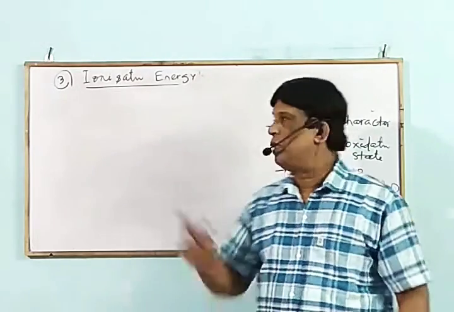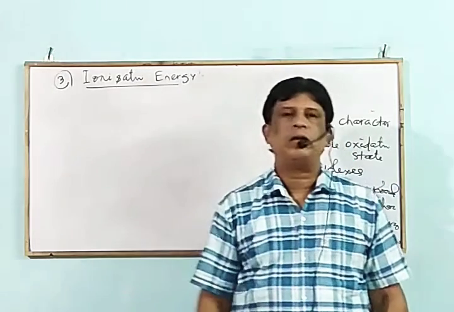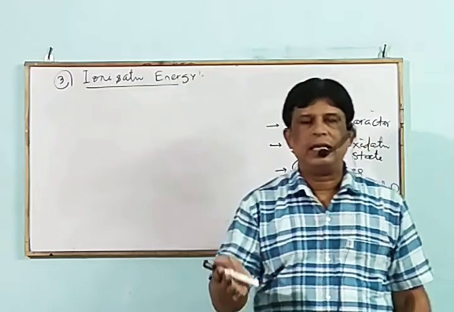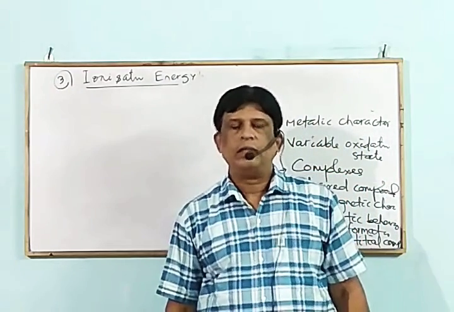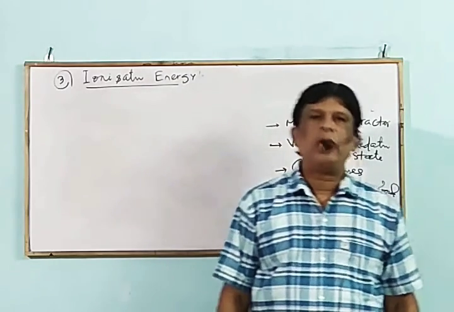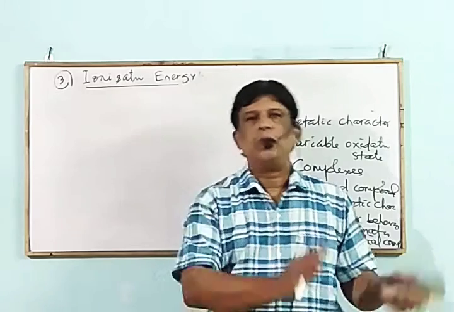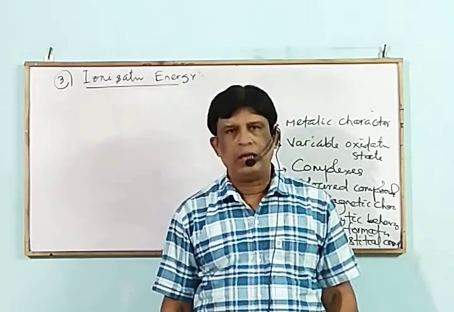If we observe this value in the first transition series across a period, this value gradually increases when you move from left to right. Generally, they have low ionization energy, and this value gradually increases from left to right with increase in atomic number or nuclear charge.